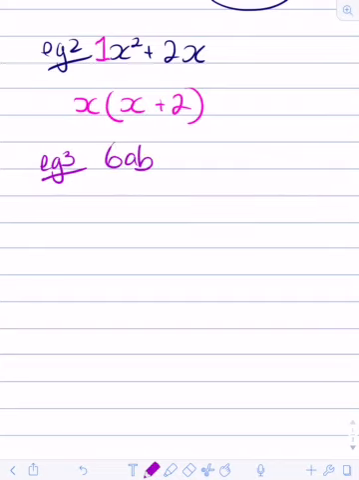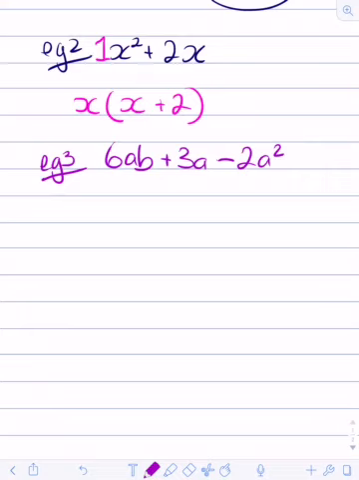6ab plus 3a minus 2a squared. Now let's look at the numbers, 6, 3, and 2. Now 6, 3, and 2 don't share any factor other than 1 as the highest common factor. 6 times 1, 3 times 1, and 2 times 1. So we don't have to write the 1.